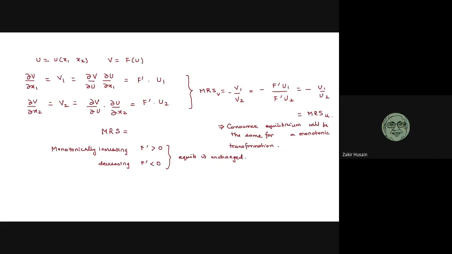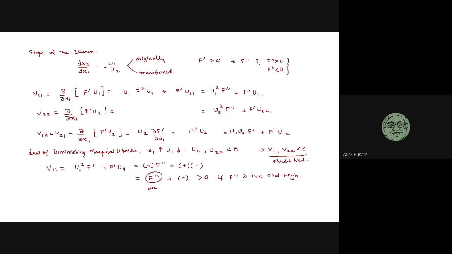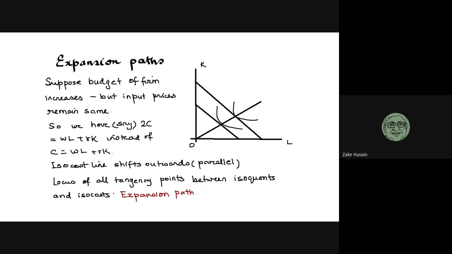Okay, so we have taken a utility function and we see that the marginal rate of substitution is the same. So the consumer equilibrium will remain the same for a monotonic transformation. Okay, whether it's monotonically increasing or whether it is monotonically decreasing. We have looked at the partial derivatives over here, and now we come to production.